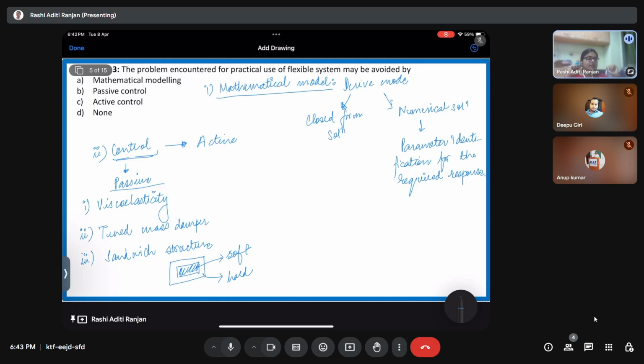Okay, now second comes the active control. When we talk about active control, what is happening? For the case of active control, as the name suggests, we will have some power to actively control the property of the system, so that it could counter a larger domain of the vibration it has to encounter.